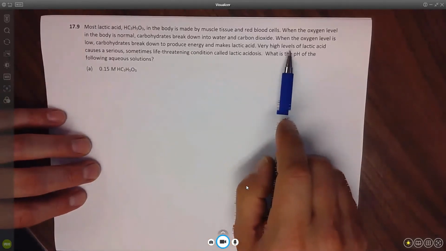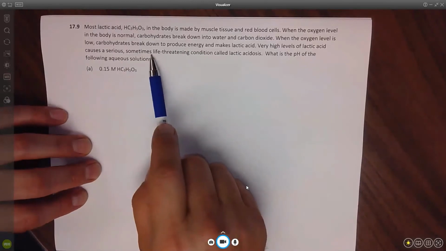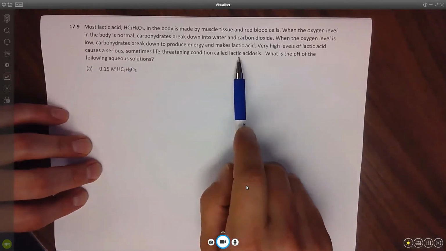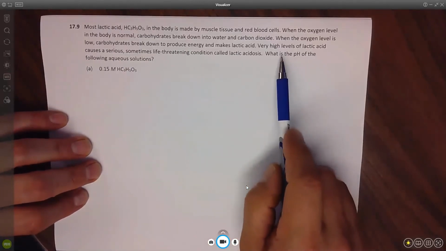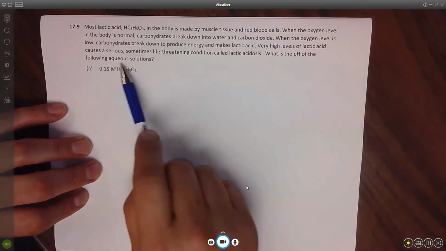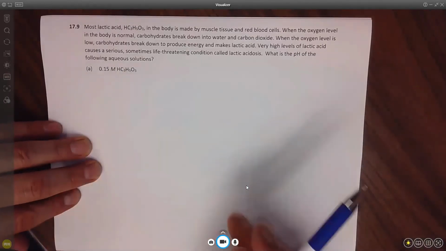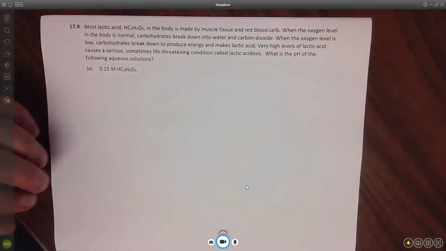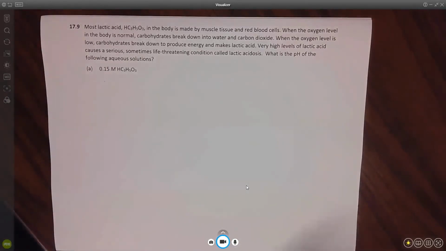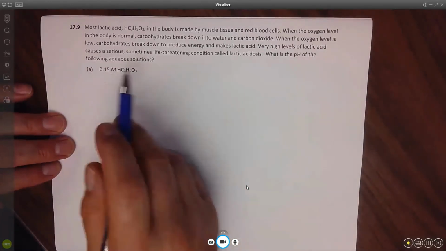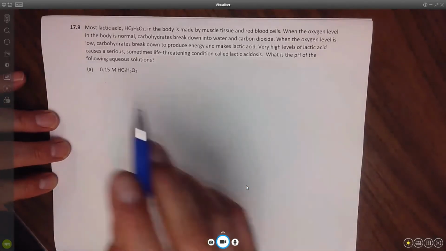So very high levels of lactic acid cause a serious, sometimes life-threatening condition called lactic acidosis. What I want to know is, what is the pH of the following aqueous solution? So this is a two-parter. This is A, and we'll do B secondly. So right now I want to know, what is the pH of a 0.15 molar lactic acid solution?